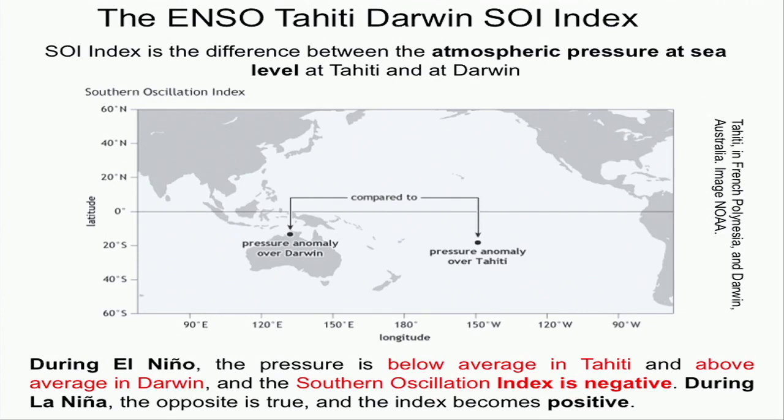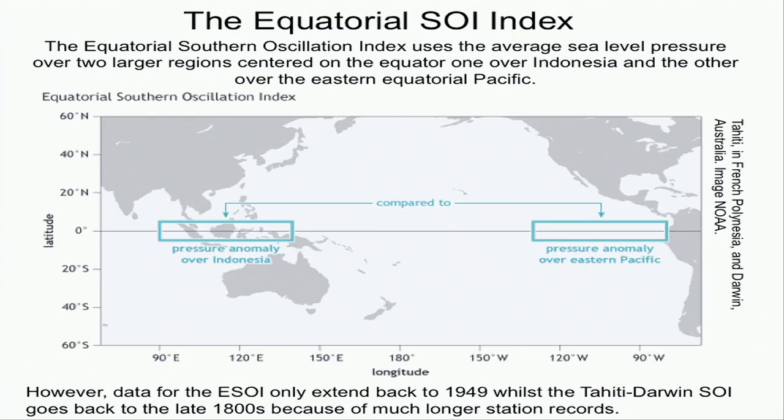However, to get round that, a more modern index was put together called the Equatorial Southern Oscillation Index. And that's shown here. So it took a number of stations in this region here over Indonesia and a number of stations and ship measurements over the eastern Pacific, right on the equator. So you compare the pressure perturbations from those two different regions. However, the data from the so-called ESOI only goes back to around about 1949, whilst the Tahiti SOI index goes back to the late 1800s. So you get much longer station records.